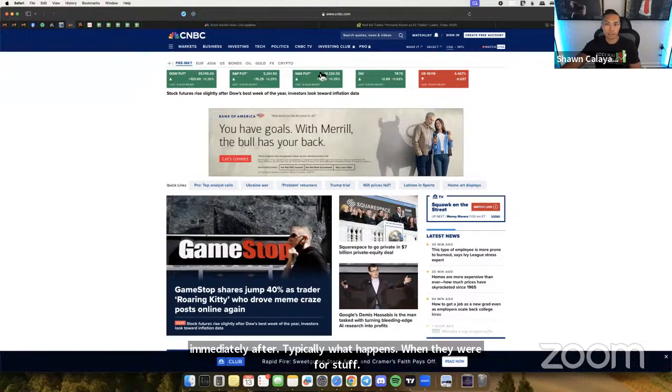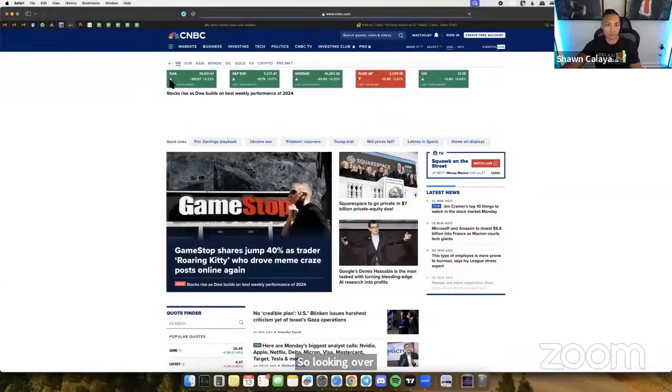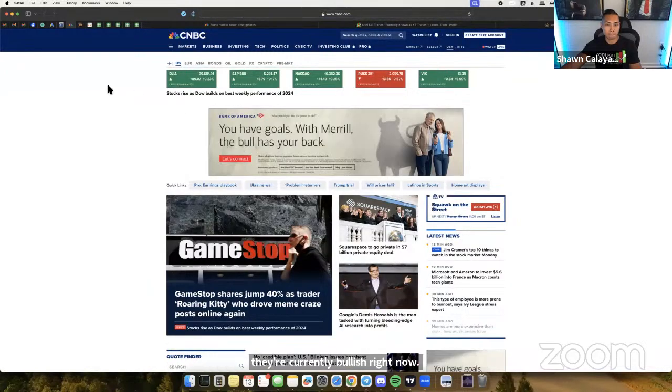So looking over here at the fundamentals, the fundamentals are currently up 100 points. So they're currently bullish right now. I guess you could say they're about bullish neutral. They're not consistently above 100 points, but they are at like 89 to 100. So we'll say bullish neutral.